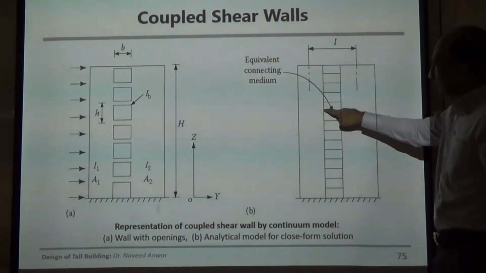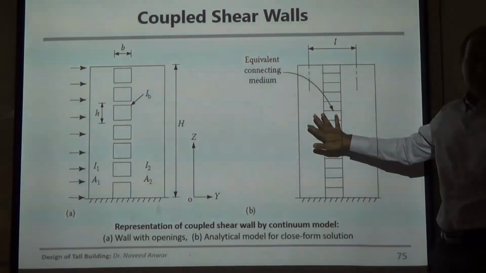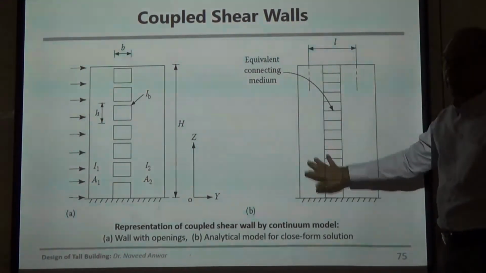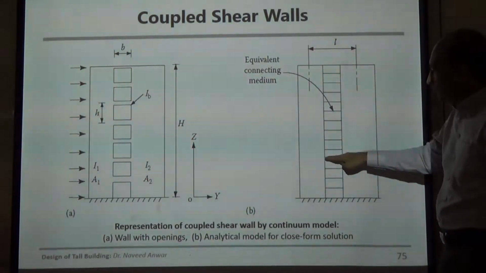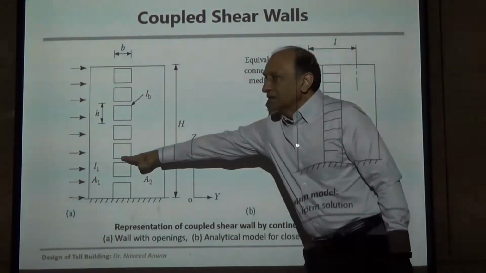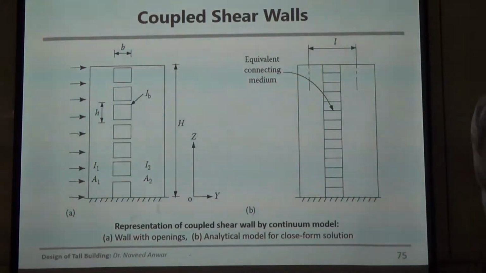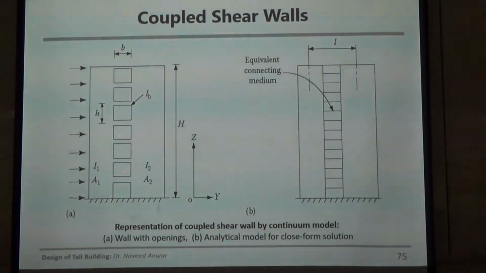So these become equivalent like this. Now when we model it, we model this as one wall, we model this as one wall, and we put beams representing this link. And this beam can then be nonlinear and all of that stuff.